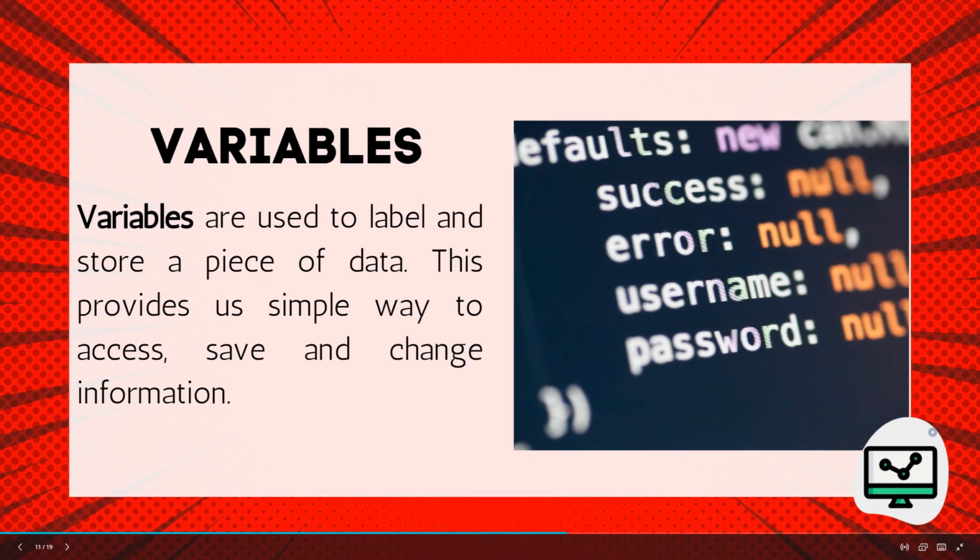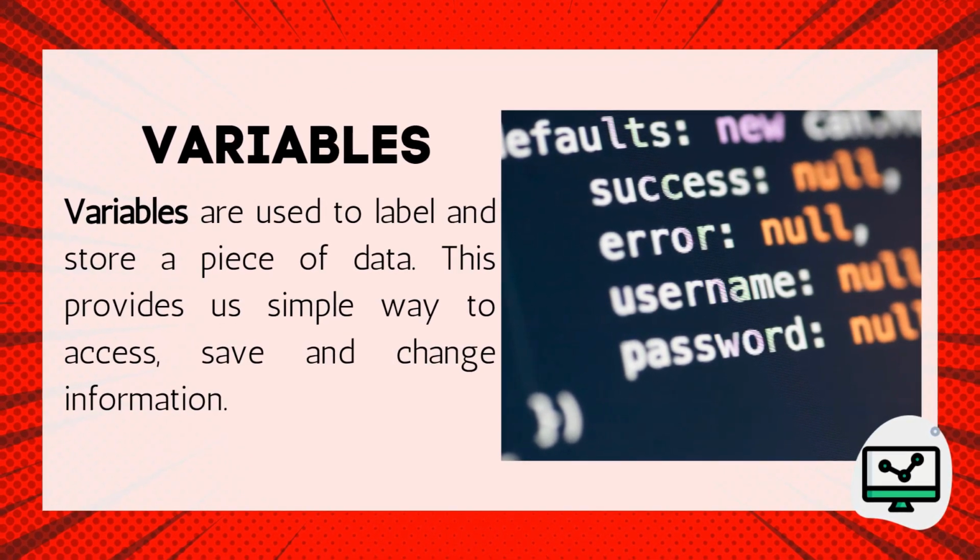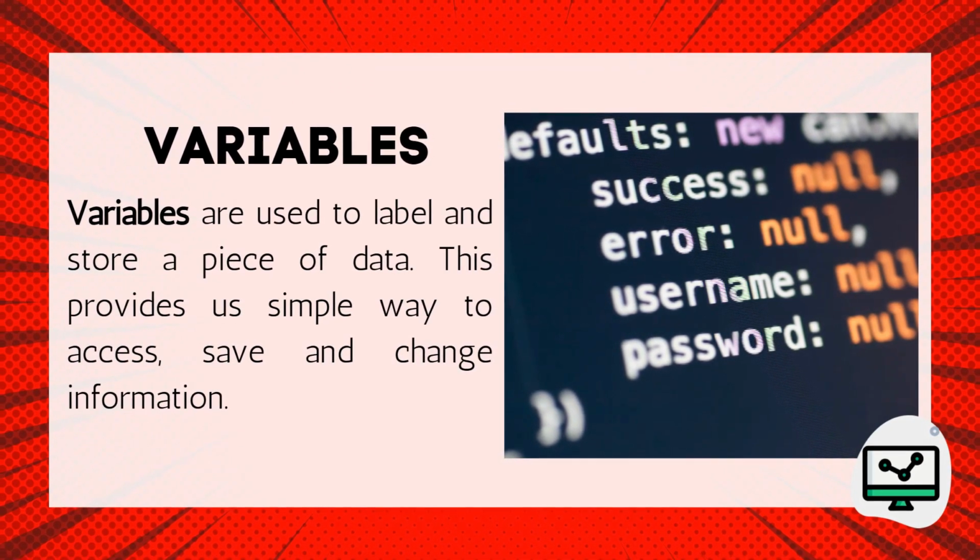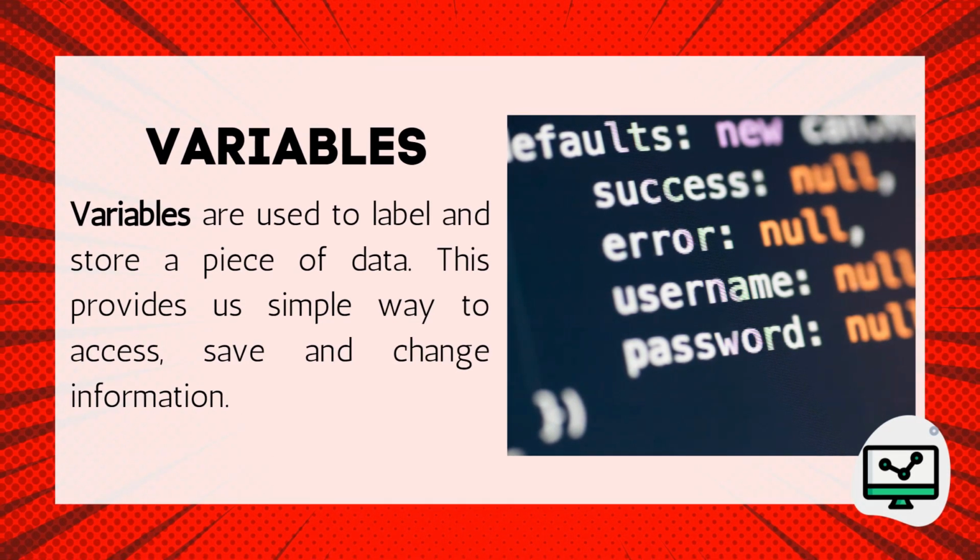Variables. Variables are used to label and store a piece of data. This provides a simple way to access, save, and change information. You can declare a variable in different parts of the sketch depending on where you want to use it, but it is often placed at the first few lines. Names of the variable must start with a character, whether capital letter or small letter, and not with an integer.